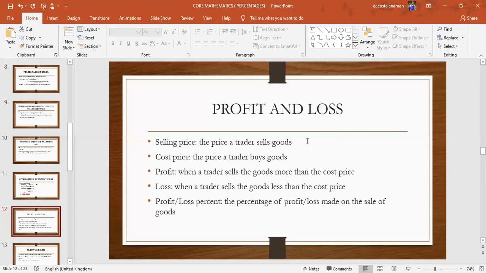Now, the profit or loss that you are able to achieve at the end of selling the goods, we can turn it into a percentage form. So the profit or loss percent, that's the percentage of profit or loss made on the sale of goods.